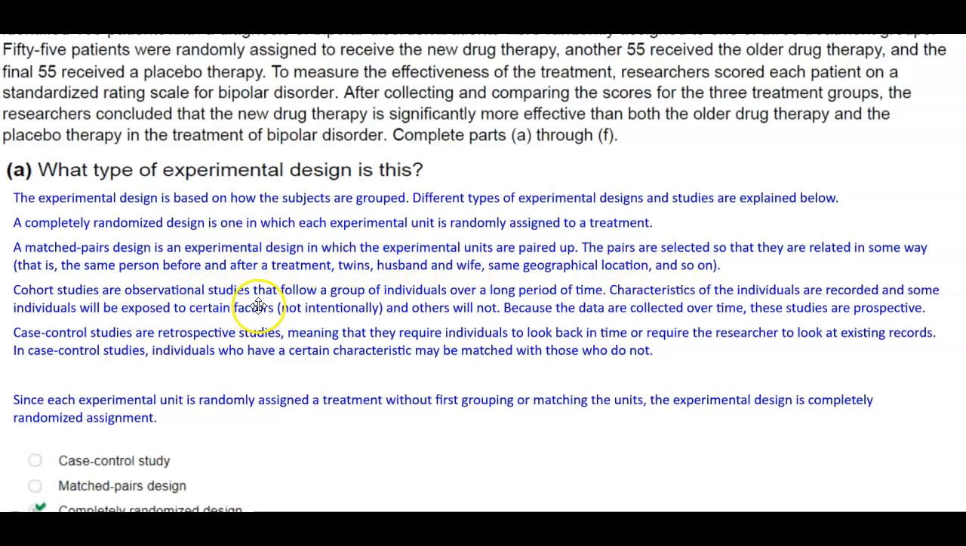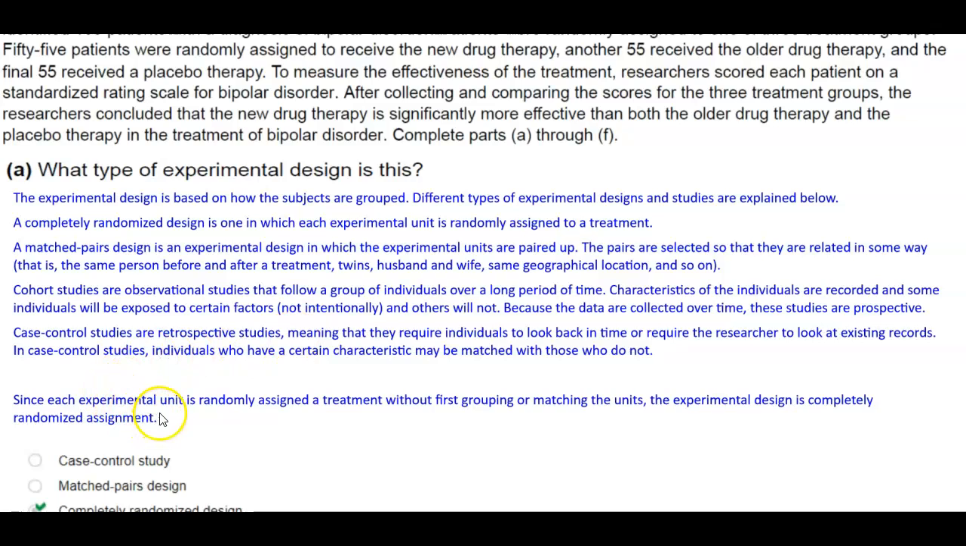Cohort studies are observational studies that follow a group of individuals over a long period of time. Characteristics of the individuals are recorded, and some individuals will be exposed to certain factors not intentionally, and others will not. Because the data are collected over time, these studies are prospective. Case control studies are retrospective studies, meaning that they require individuals to look back in time or require the researcher to look at existing records. In case control studies, individuals who have certain characteristics may be matched with those who do not.